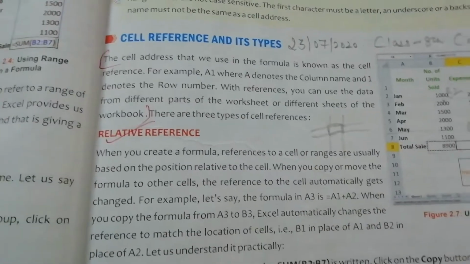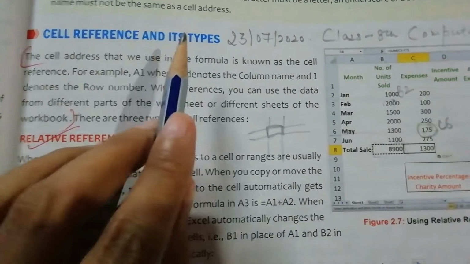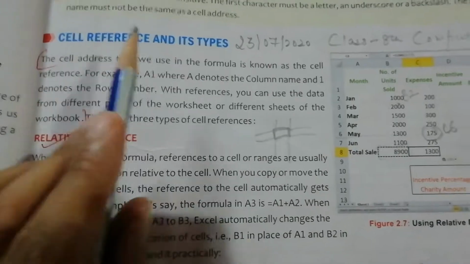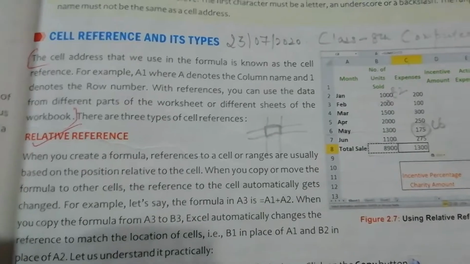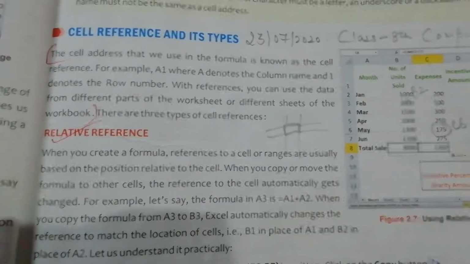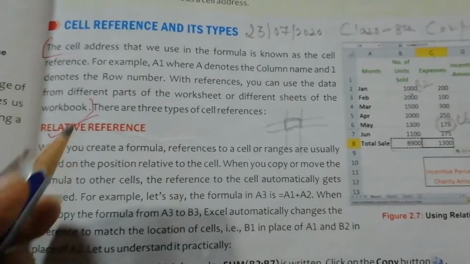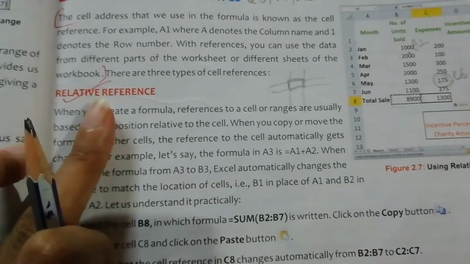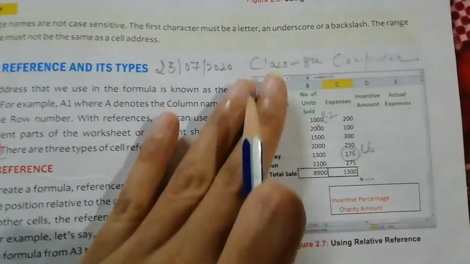Now we will discuss its types. Are you clear with what is cell reference? So after this, its types. There are three types of cell references. Number one is relative, number two is absolute, and number three is mixed reference. So we will do all these three one by one. Relative reference. Let me make you understand with the help of this example.